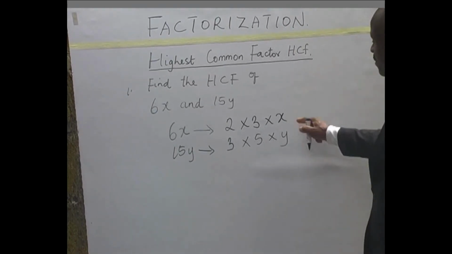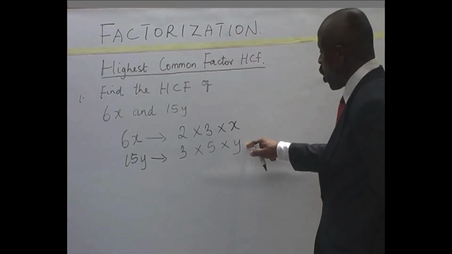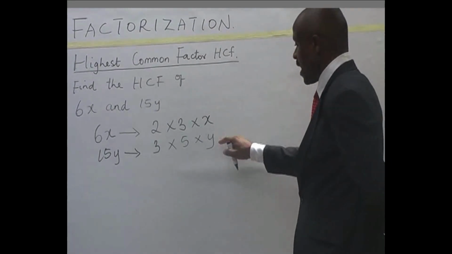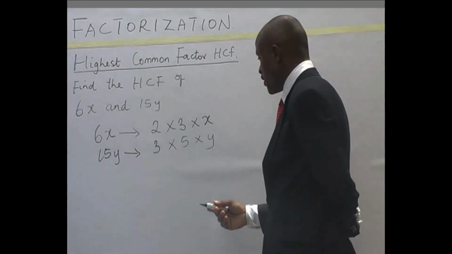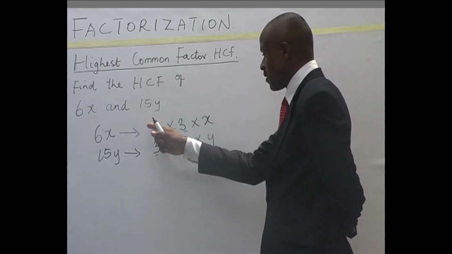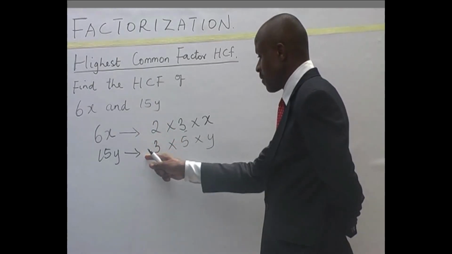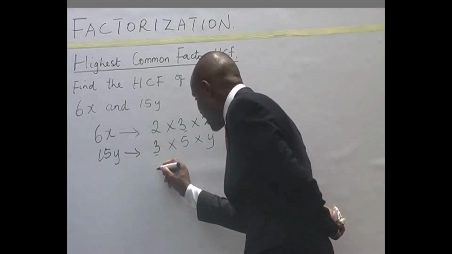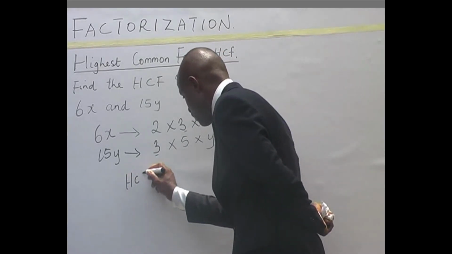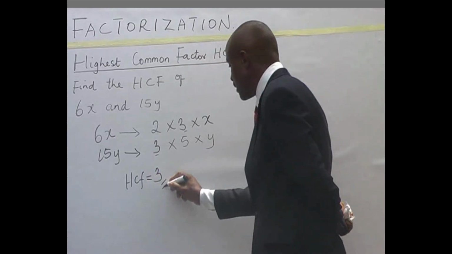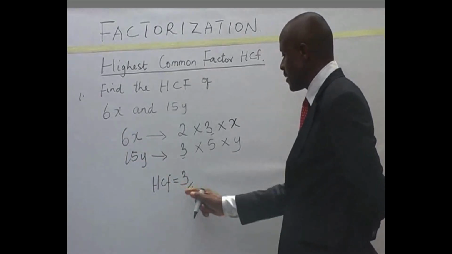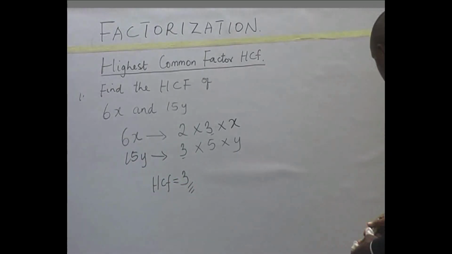Now you are going to find only those things you have in common. Only those factors you have in common that you can find here, and you also find it here. If you look very closely, it is 3 that is common in both the factors of 6x and factors of 15y. That means the highest common factor, HCF, of those numbers, 6x and 15y, is 3.